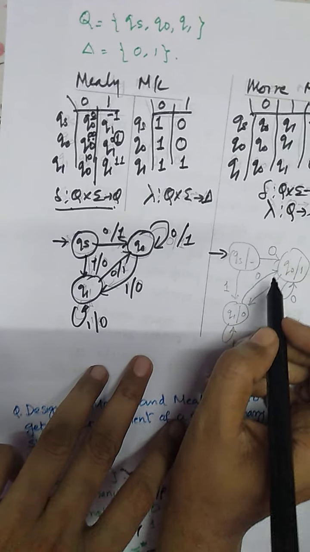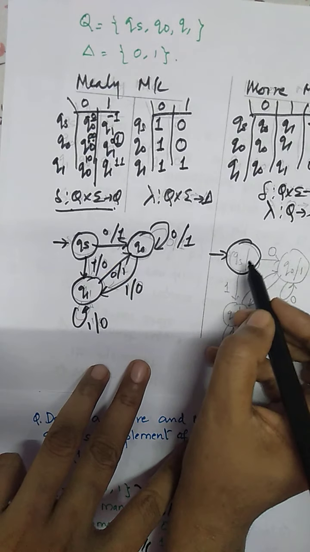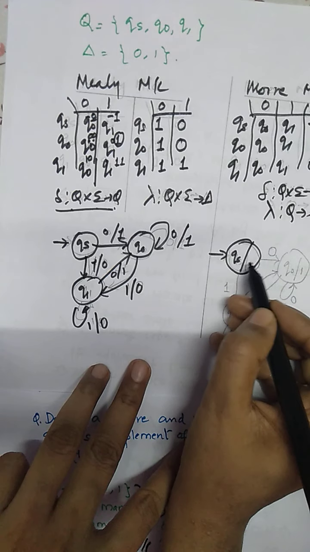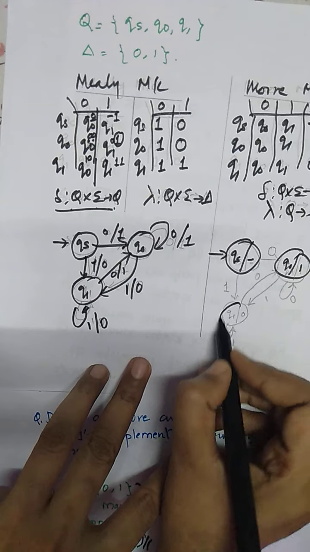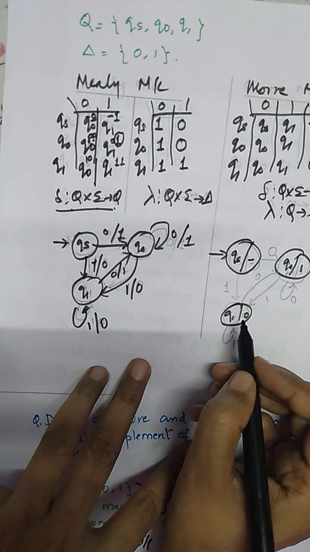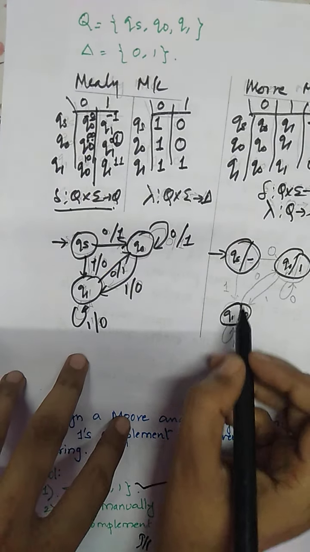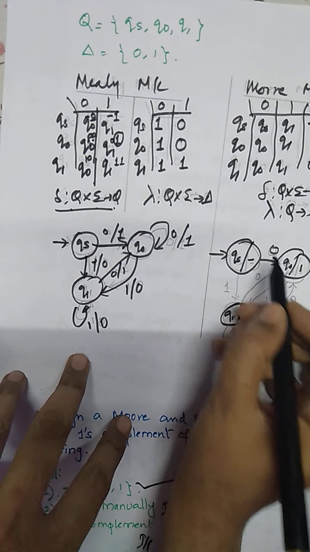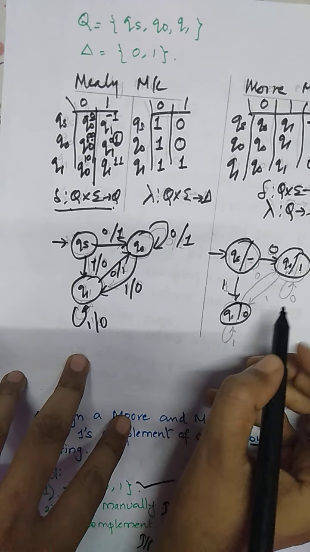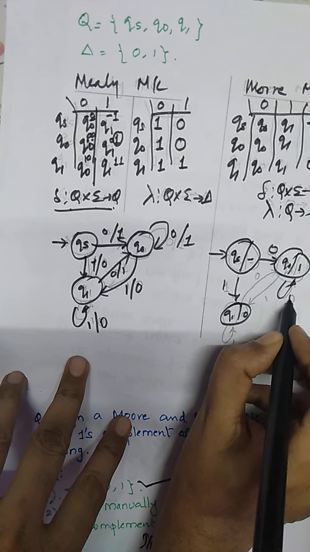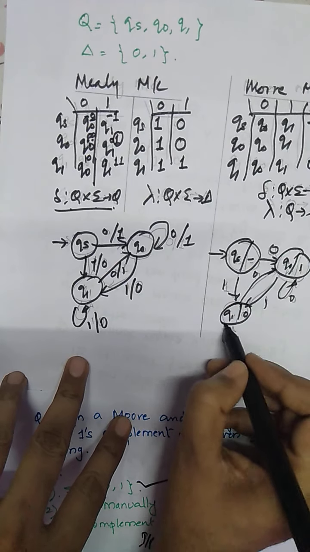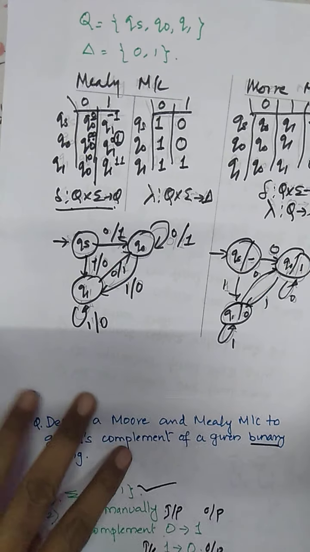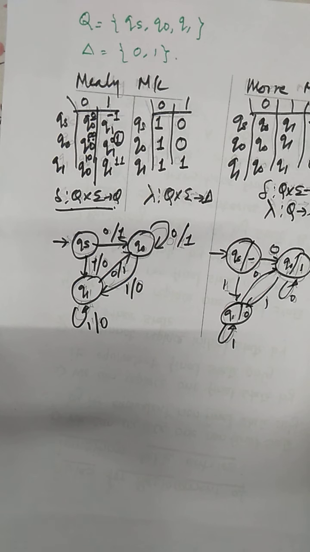Now with the state transition diagram of the Moore machine, be very careful. QS with no output, Q0 with the output 1, Q1 with the output 0. QS on 0 goes to Q0, QS on 1 goes to Q1, Q0 on 0 goes to itself, on 1 goes to Q1, Q1 on 0 goes to Q0, on 1 goes to itself. This is how we have designed the Moore and Mealy machines for finding the ones complement of a binary number.